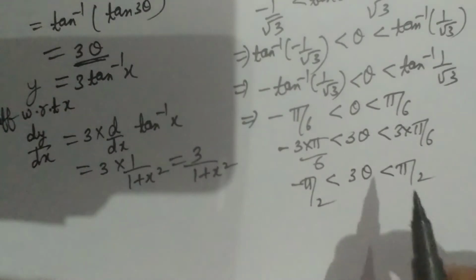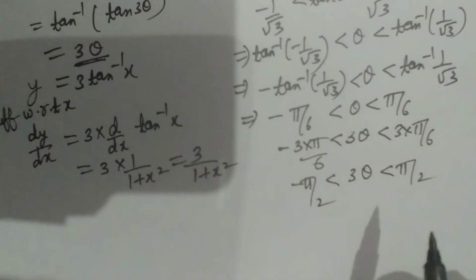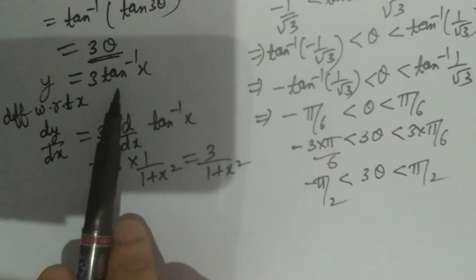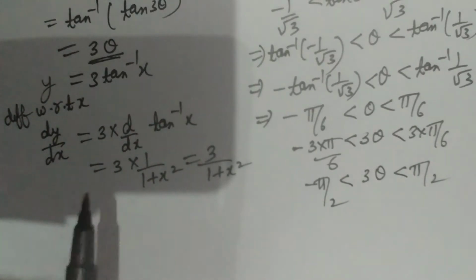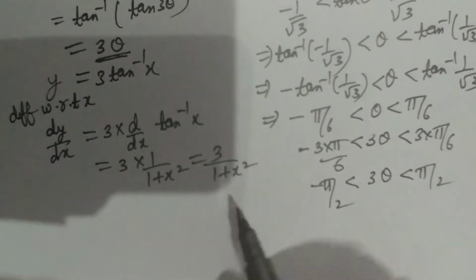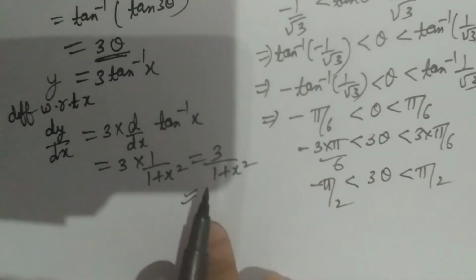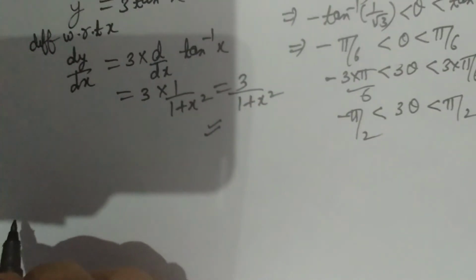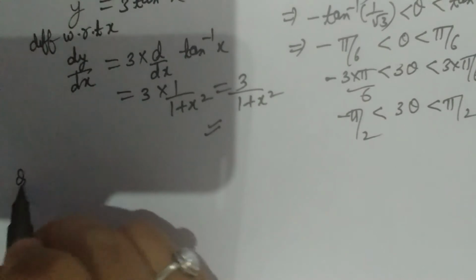Is any condition for existence of this inverse trigonometric function violated? No, because all the conditions for domain and range are fully satisfied here. So this is okay. That means the derivative exists. Now let us see question number 11.